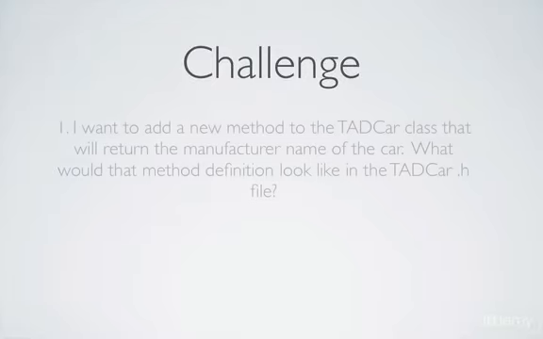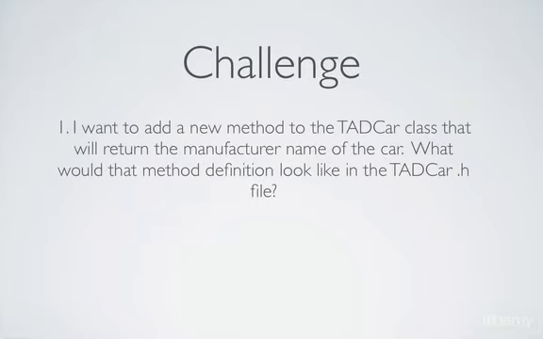For the challenge for this lesson, I have a few questions you should try to answer. Number 1. I want to add a new method to the tadcar class that will return the manufacturer name of the car. What would that method definition look like in the tadcar.h file?